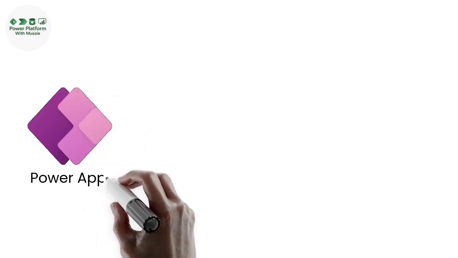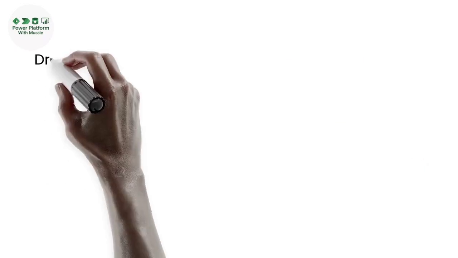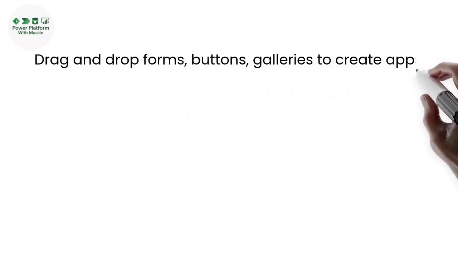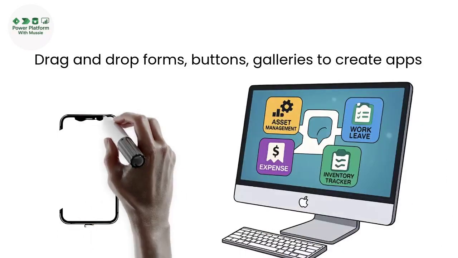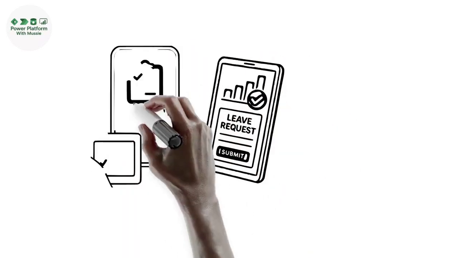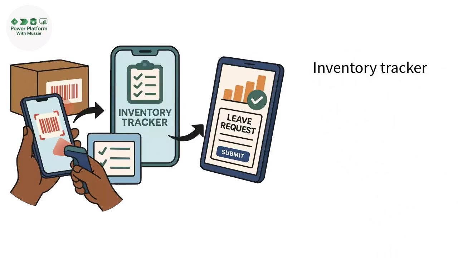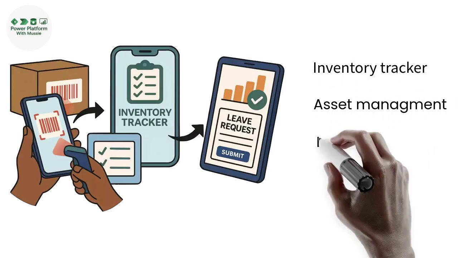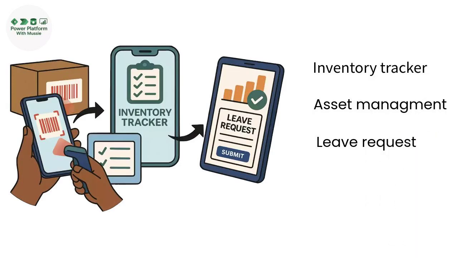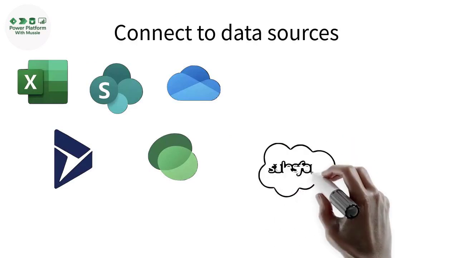First up, we have Power Apps. This tool lets you build your own business apps without needing to code. You can drag and drop things like buttons, forms, and galleries to create responsive apps that work on both your phone and your computer. For example, let's say your team is still using Excel to track inventory. You can build a custom app in Power Apps where they can scan items, update stock, and submit reports in just a few clicks. Whether it's managing inventory, tracking expenses, or streamlining employee leave requests, Power Apps lets you build tailored applications easily. You can connect your app to Excel, SharePoint, Dataverse, Dynamics 365, or even non-Microsoft tools like Salesforce or Dropbox.